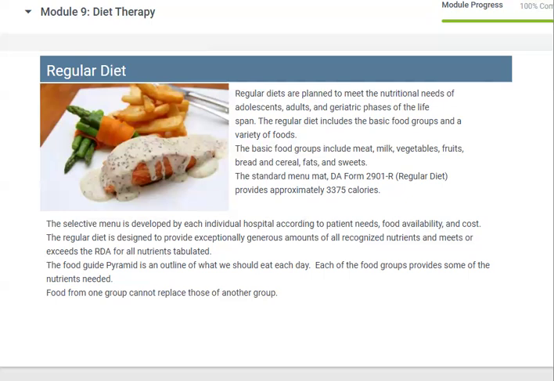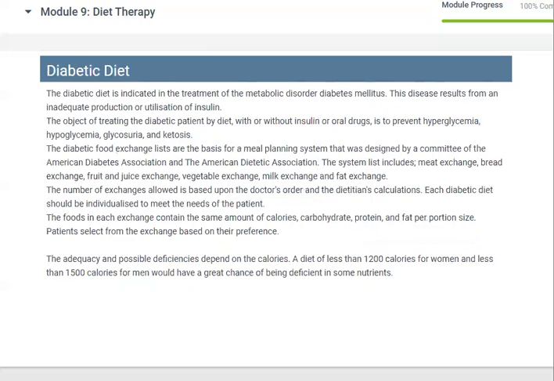Diabetic diet. The diabetic diet is indicated in the treatment of the metabolic disorder diabetes mellitus. This disease results from an inadequate production or utilization of insulin. The object of treating the diabetic patient by diet, with or without insulin or oral drugs, is to prevent hyperglycemia, hypoglycemia, glycosuria, and ketosis.